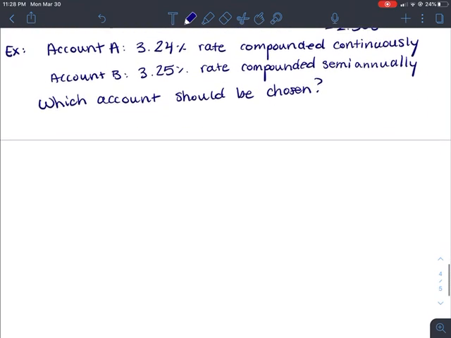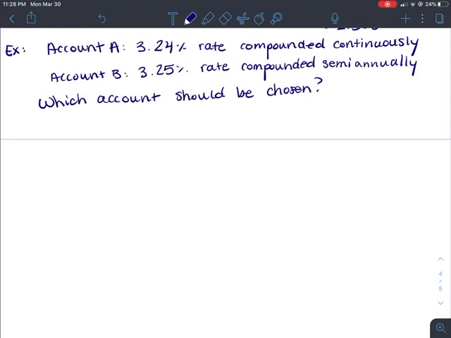All right. So here we go. We're going to go to account A, which is a 3.24% interest rate compounded continuously, okay? And account B, which is a 3.25% rate compounded semi-annually. And they want us to find which account we should choose. So I'm going to do account A.